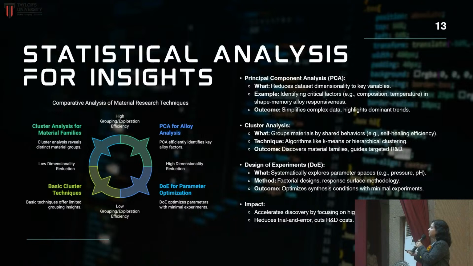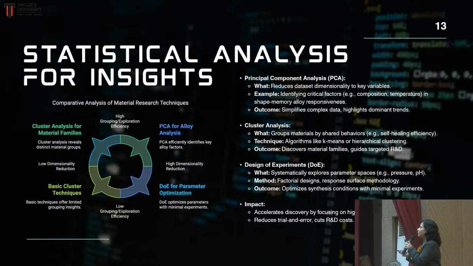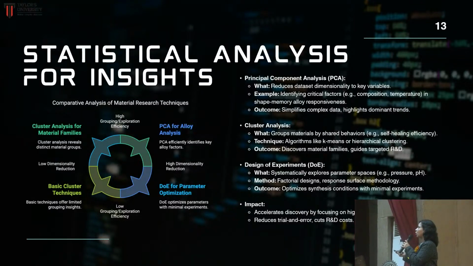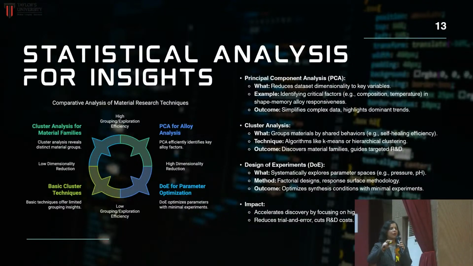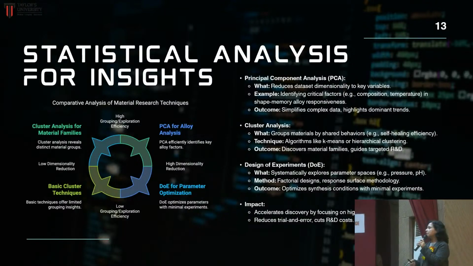The examples here are, we need to identify critical factors. What factors are we considering? Composition and temperature, which will be involved in the study. The outcomes will be that it simplifies the complex data, and it highlights only the basic trends which are required, which have to be studied.